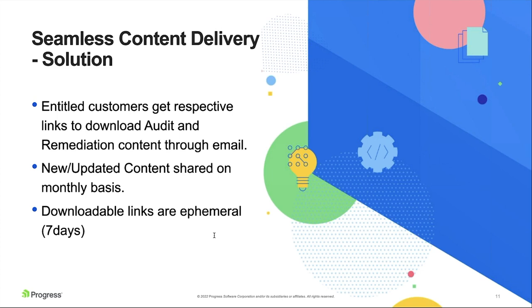One more thing: the downloadable links you see in the email are all ephemeral. They are live for 7 days, and once expired, you can reach out to our support team and we can retrigger that email, and then you can get that content again. So this is the seamless content solution, where you will be getting an email of audit and remediation content.